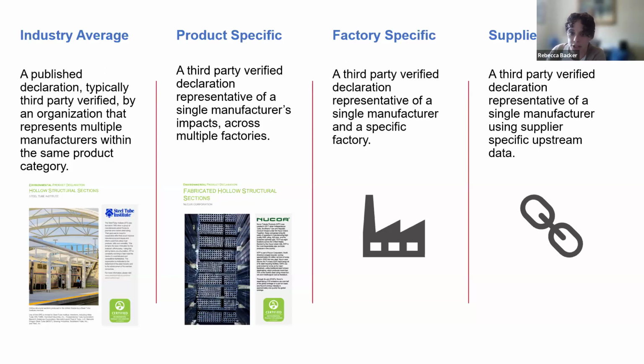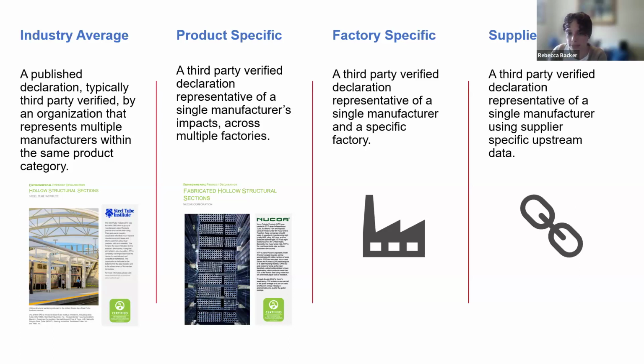An industry average EPD is typically published by a trade association like the Steel Tube Institute. And so that's what is pictured here on that left corner of the screen. This is the Steel Tube Institute Industry Average EPD for hollow structural sections. A lot of STI's member companies contributed their data to this LCA so that you could get an industry benchmark on what an average global warming potential for the products covered in this EPD may look like.